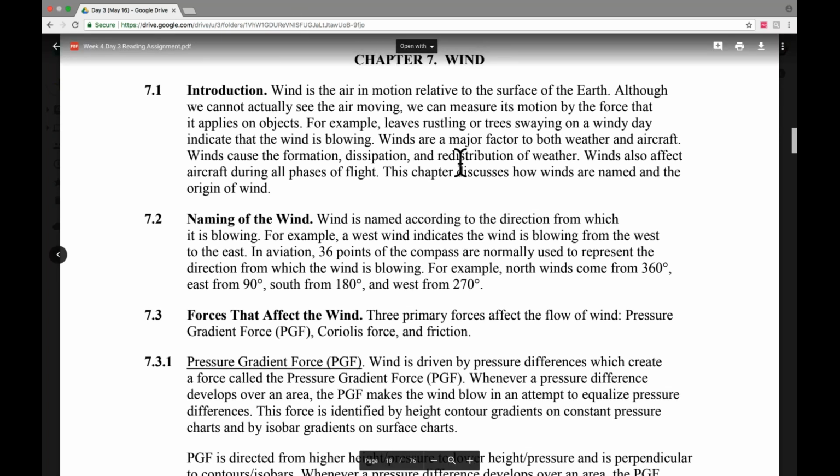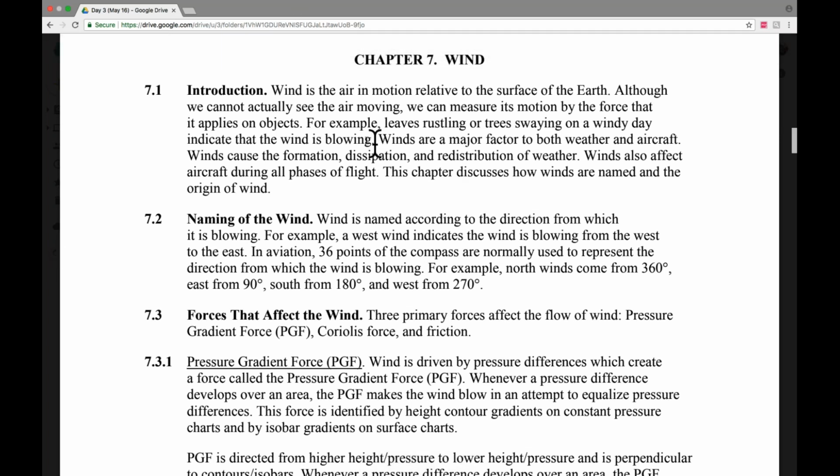So wind. Let's talk about wind here. Naming the wind. Wind is named according to the direction from which it is blowing. For example, west wind indicates the wind is blowing from the west to the east. In aviation, 36 points of the compass are normally used to represent the direction from which the wind is blowing. For example, north winds come from 360 degrees. East winds come from 90 degrees. South winds come from 180 degrees, and west winds come from 270.